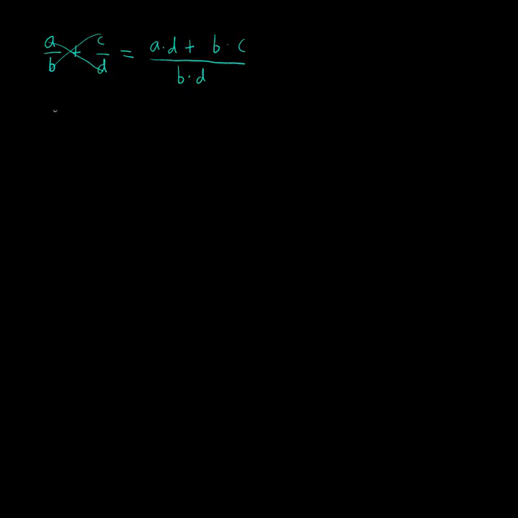In order to show that, all we need to do is take our a over b, and we really want our a over b and our c over d to have the same denominator. So what we do is we simply multiply our a over b by d over d. Since this value is going to be 1, this won't change the value of a over b, so we're free to do it. And likewise, we'll take our c over d and multiply it by b over b.